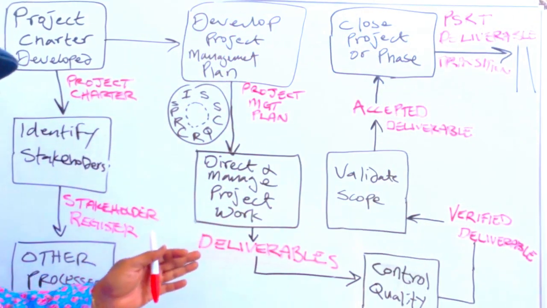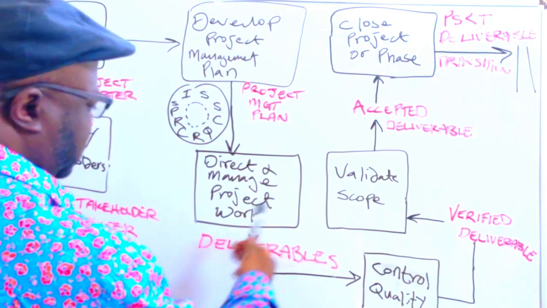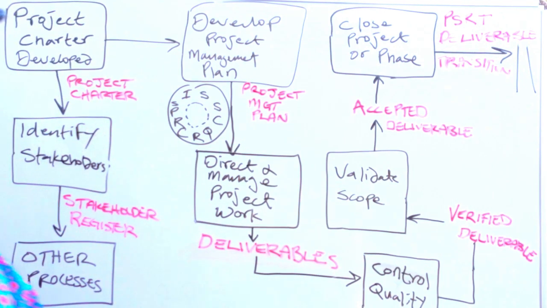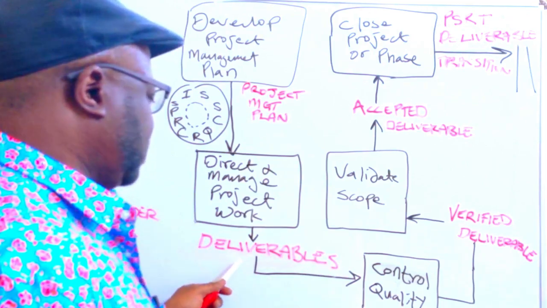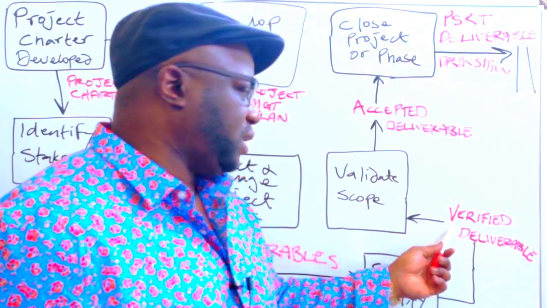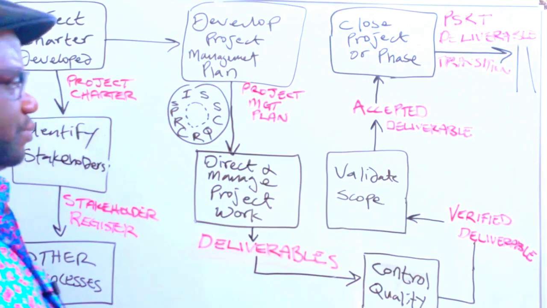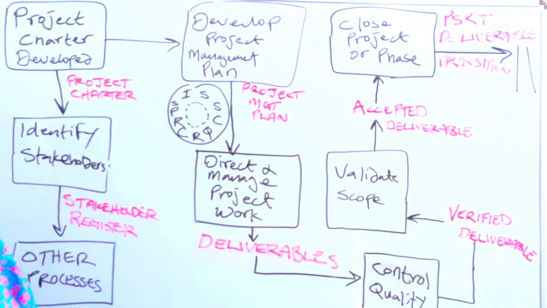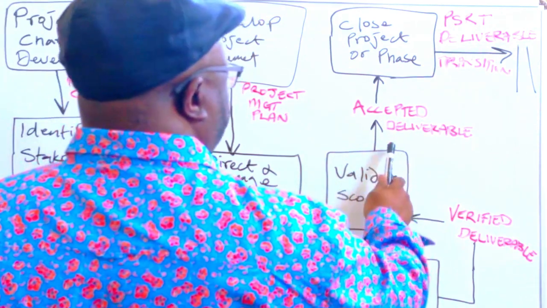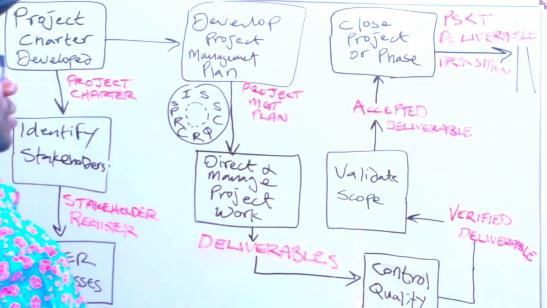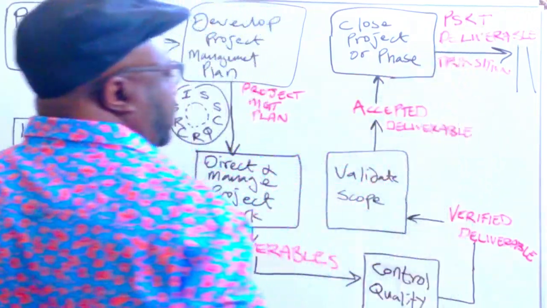As we plan, we get work done too. So we take our plan and it becomes an input to direct and manage project work. The team works hard and at some point we get our deliverables out. The deliverables become an input to control quality because these folks need to inspect the deliverables to ensure that it is indeed verified, it is indeed defect free, it's something that the customer will most likely accept. From validate scope, we get that stamp of approval that gives us an accepted deliverable. The accepted deliverable becomes an input to closing out the project or the phase. We get a product, service, or result transition, which you can also call deliverable transition.